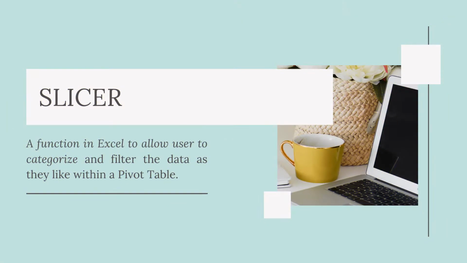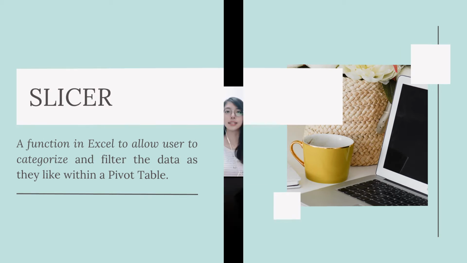The dataset includes information such as program of the graduate study, gender, entrance qualification of the work, working sector, level of work, amount of salary, and the country the graduates working at. The version of Excel that I am using is Excel 2016. Slicer is a function in Excel to allow users to categorize and filter the data as they like.